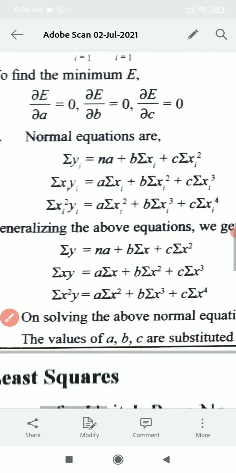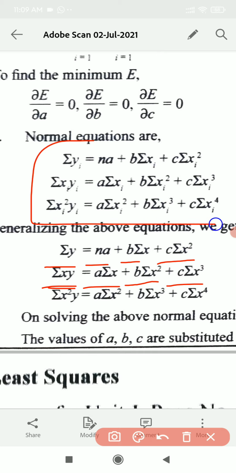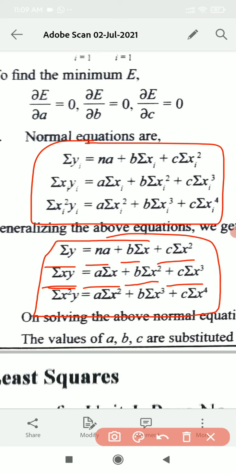From the above equations, if you don't write the i's here, it will be summation y equals n a plus b summation x plus c summation x square. Again, summation xy equals a summation x plus b summation x square plus c summation x cube. For all of these, just remove the i's from there. You will get the equations in the generalized form as this one. This is what the answer is, students.